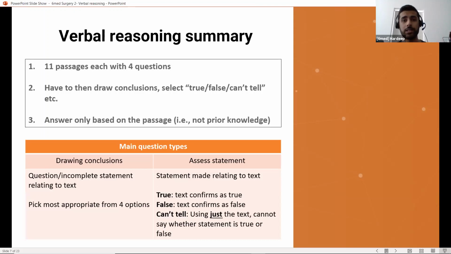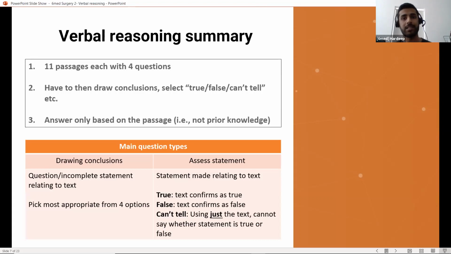The other main question type is the true, false, can't tell. And this is one that students tend to struggle with a lot, because I think it's important to really get the definition straight in your head. So with the verbal reasoning section, you're not supposed to use any prior assumed knowledge. So in other words, if the passage has a statement saying, an apple is not a fruit. Now we know, based on our own knowledge, an apple is a fruit.